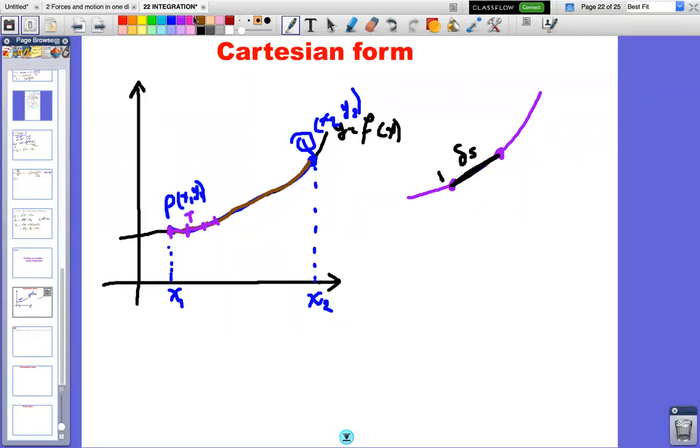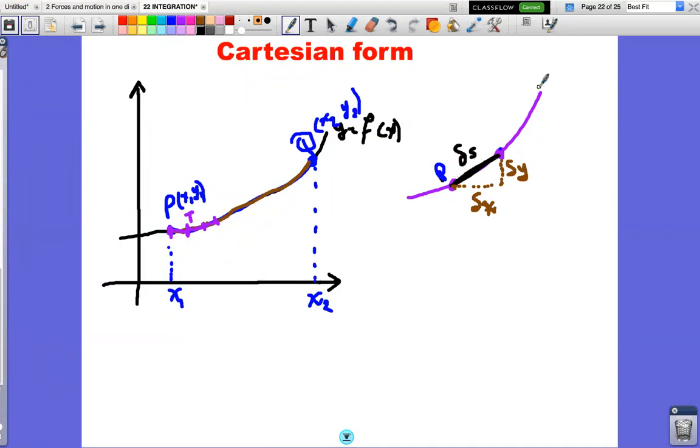So this is your point P. You take a point here near P. Then the length of the arc will be delta S, and it is a straight line. And actually, X will change by some amount, delta X, and Y will also change by some amount, delta Y. Delta S is a small change in S. The arc length will be called S. This whole length is S.